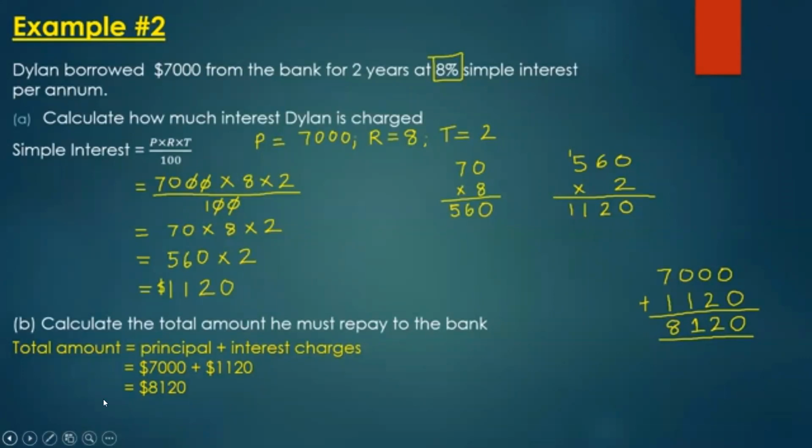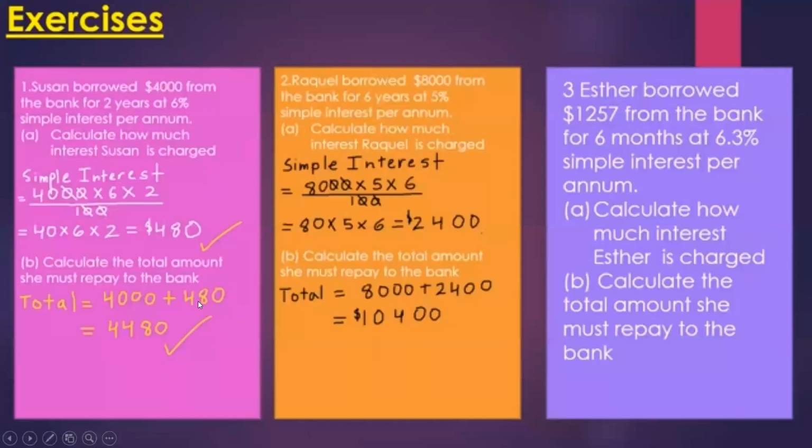Very good. So in order to get the total amount, we had to add 7,000 and 1,120. All right. Good. Thank you. And exercise number 1. Anaya, can you explain exercise number 1, please?